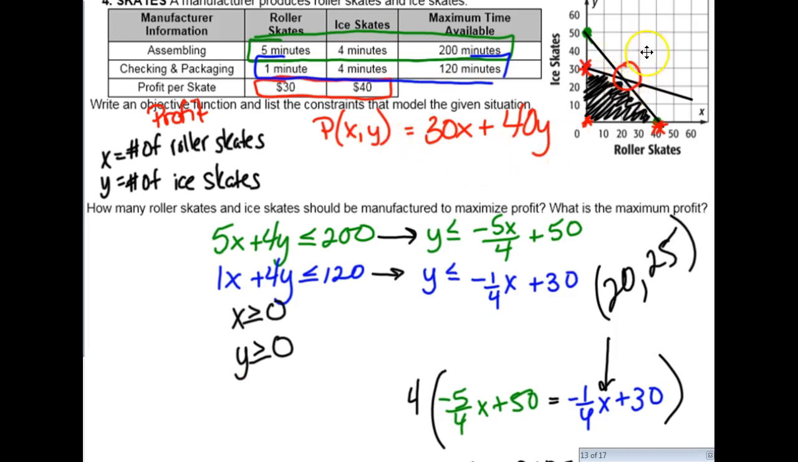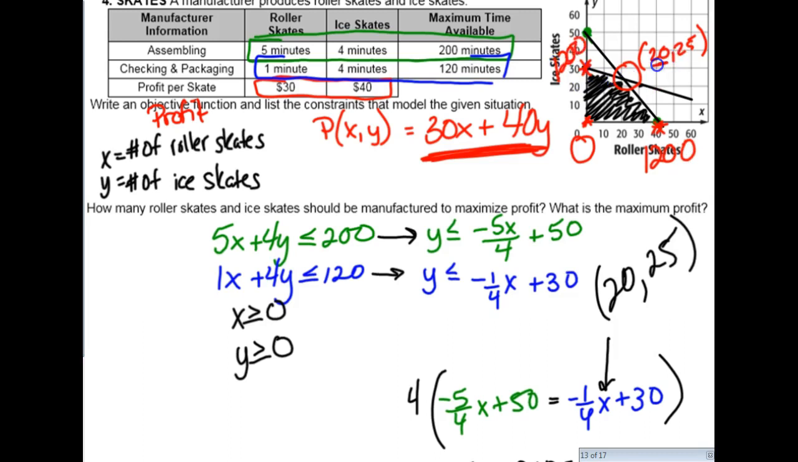If we plug in all these ordered pairs, and this is (20, 25), into our profit function, that guy we found a long time ago, let's see here. I need more space. (0, 0) gives you nothing. Big shock. (40, 0) would give you 1200. (0, 30) also gives you 1200.